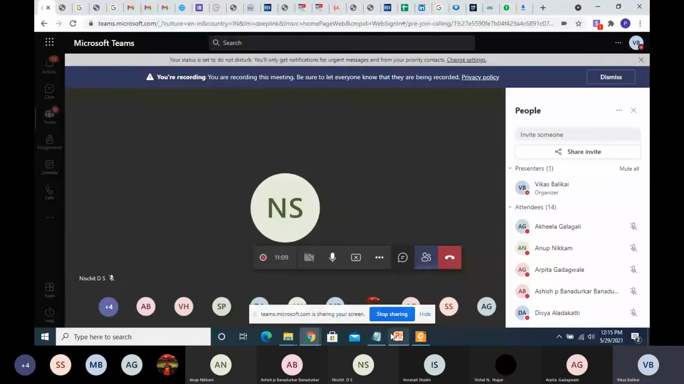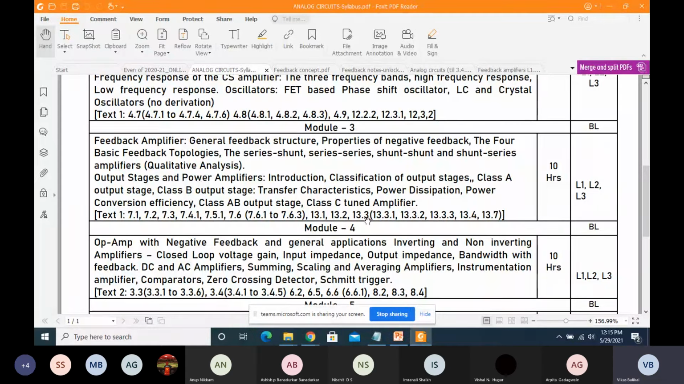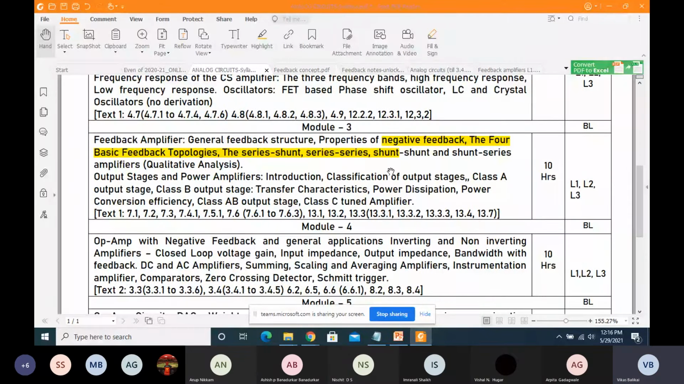Okay, so I welcome you all to this next lecture on analog circuits. Today we are going to start with module number 3, as we have already done with module number 4 in our previous 20 classes. The reason for starting module number 3 was very simple, because we have already learned feedback kind of system in module number 4, which is basically the op-amp.